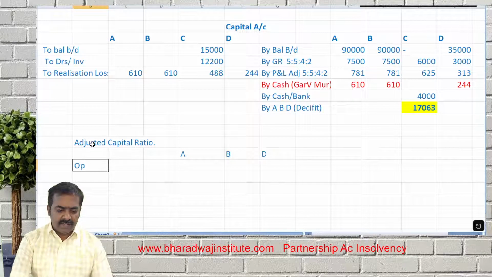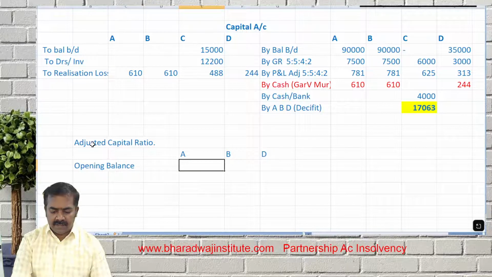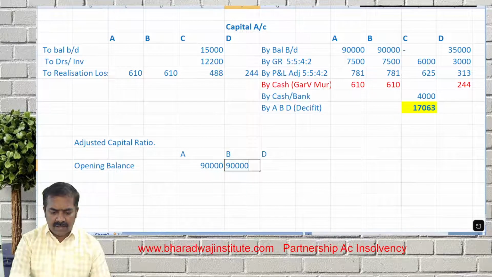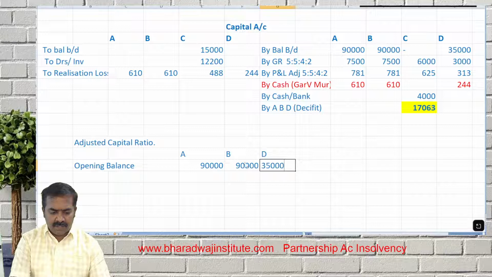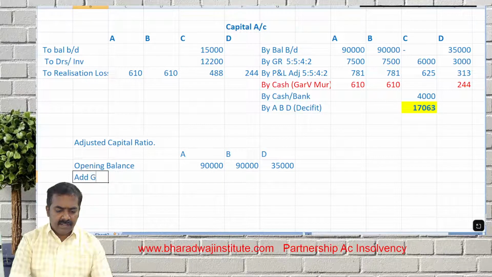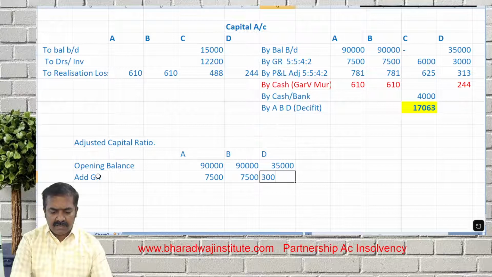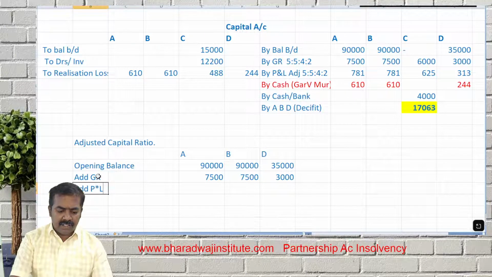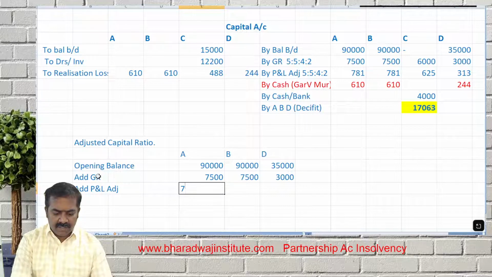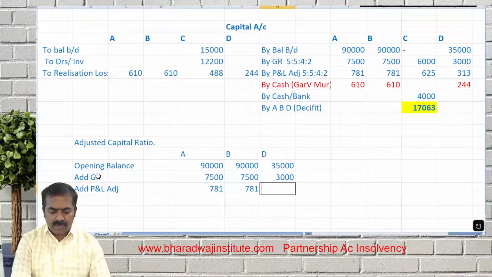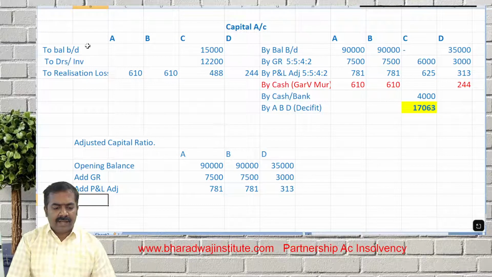Take the opening balance. What is the opening balance? 90,000 and what? 35,000 opening balance. Add general reserve: 7,500 for B, 7,500 for D, 3,000. Add any P&L adjustment. What is the P&L adjustment? 781, 781, and what? 313, sir. 313.